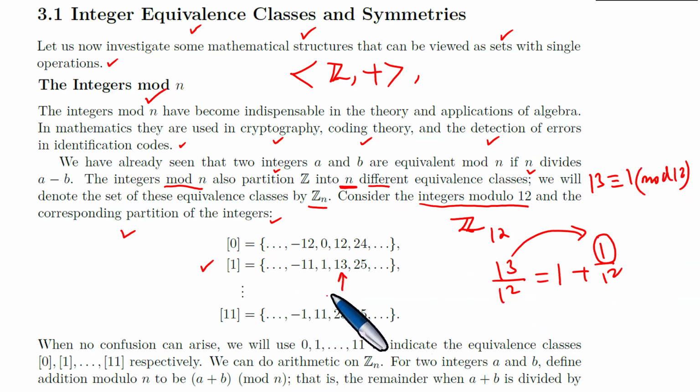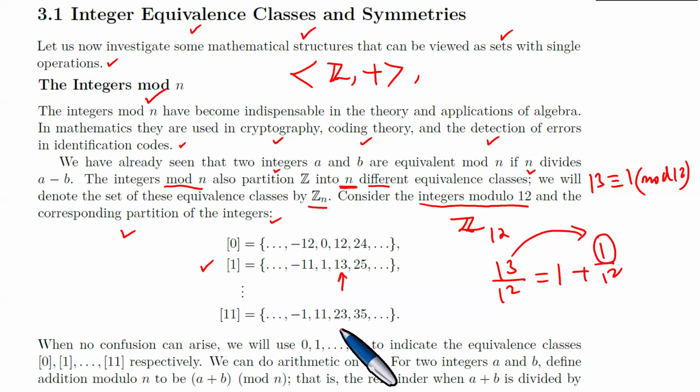Now we look at the next one. We have 25. 25 is also equivalent, because if you divide 25 by 12, the remainder is 1. Now it is very interesting if you look at minus 11. What is minus 11? Minus 11 is also equivalent to 1 modulo 12. There are a couple of ways to see that. You can look at the 12 and subtract 11 from it, and you get 1.